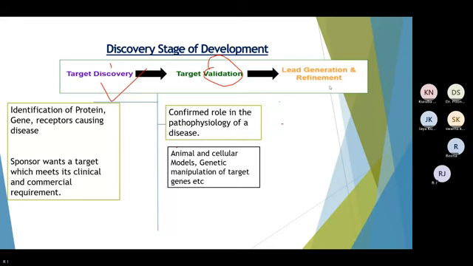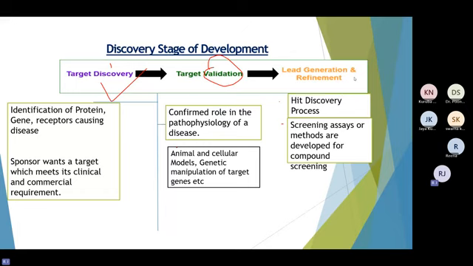We confirm whatever we have identified in target discovery, we confirm here. The third stage is lead generation and refinement. What do we do here? We have identified the target, we have confirmed it in target validation. In lead generation and refinement, we try to create different molecules. Then we modify that molecule and try to identify the best molecule.